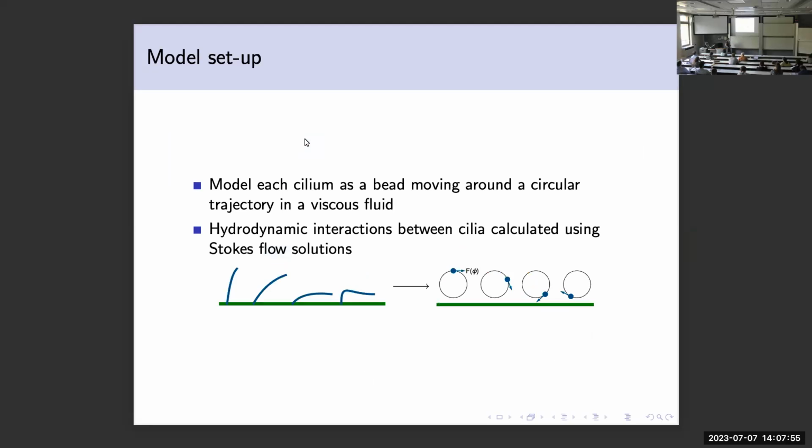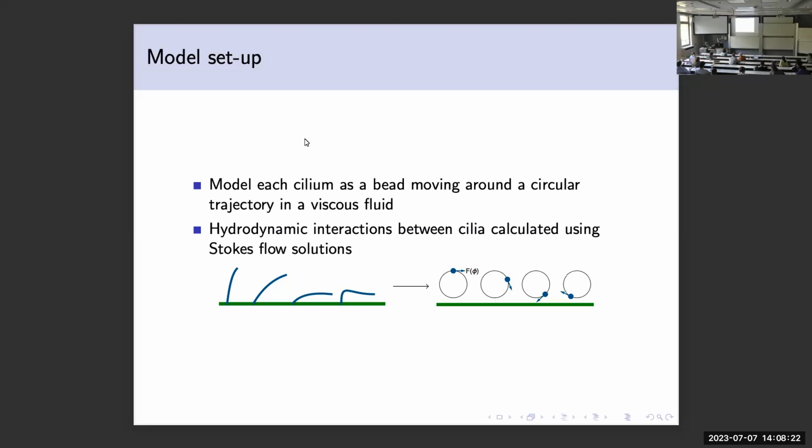So the model I'm going to use is this rotor model of cilia. What you can see on the left is a schematic of these filaments that are beating. And I'm going to map that to a problem where you have a spherical bead moving around a circular trajectory. This is something that is used quite commonly in theoretical modeling for cilia, and it's very effective in capturing quite a lot of the important dynamics.